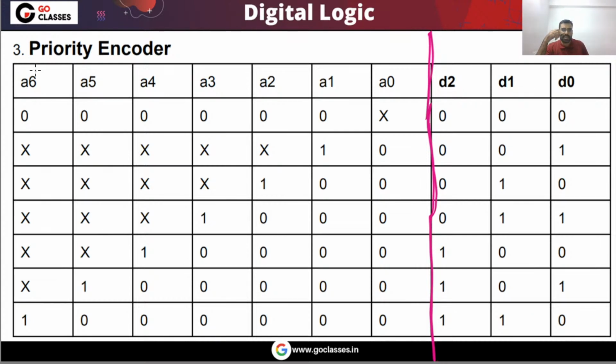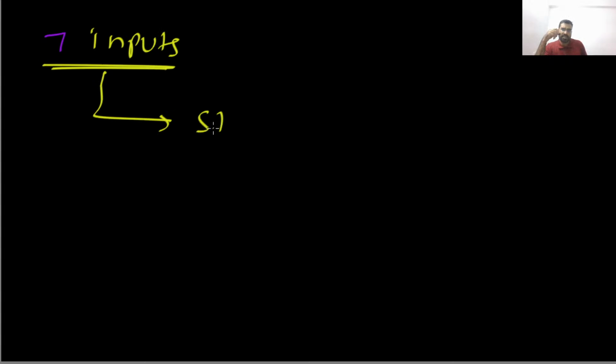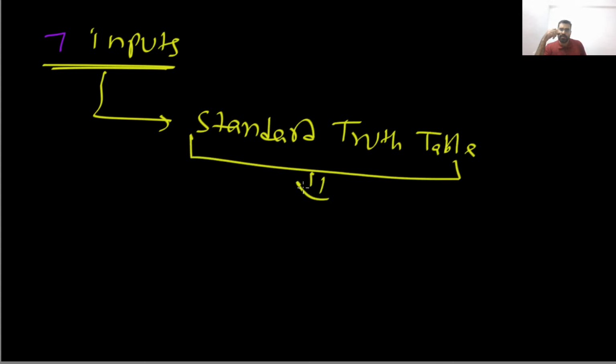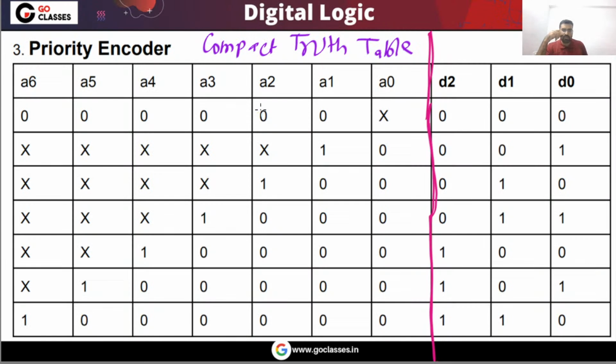This is a compact truth table. Because tell me, in the standard truth table, how many rows will there be? Because there are 7 inputs, the number of rows will be 128. A standard truth table will have 2 power 7, 128 rows. Is this clear? So a total of 128 rows.